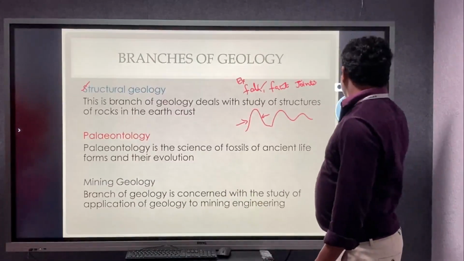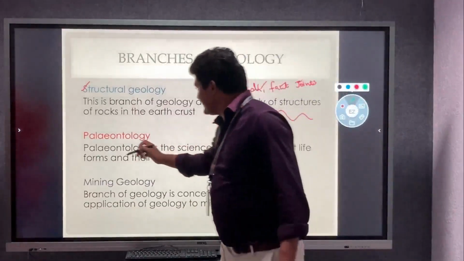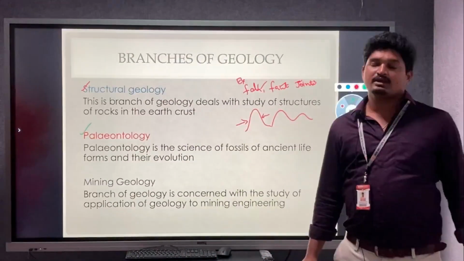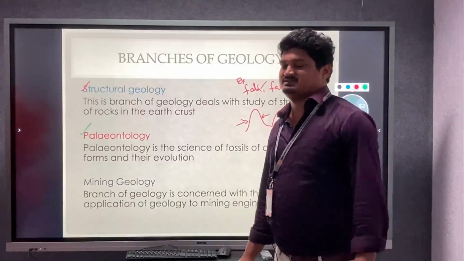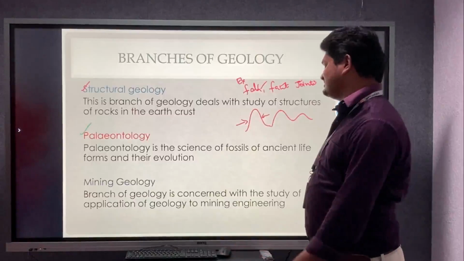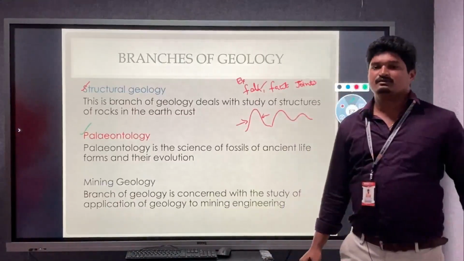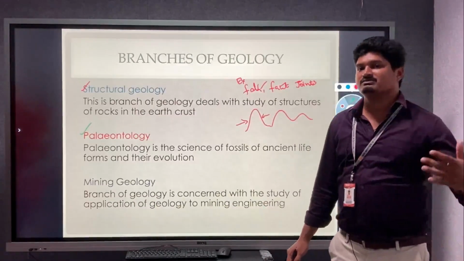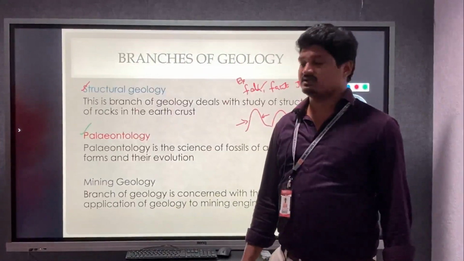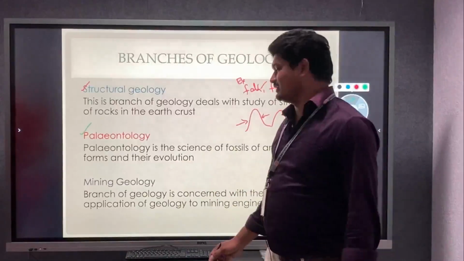And the next one is paleontology. Paleontology is a branch of geology through which we are able to understand different types of fossils. These are the evidences for ancient lives. We are able to know what type of ancient lives, what types of animals and what species were there in the earth crust, in paleontology.